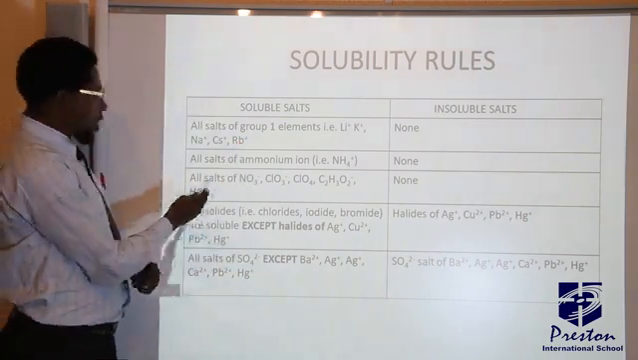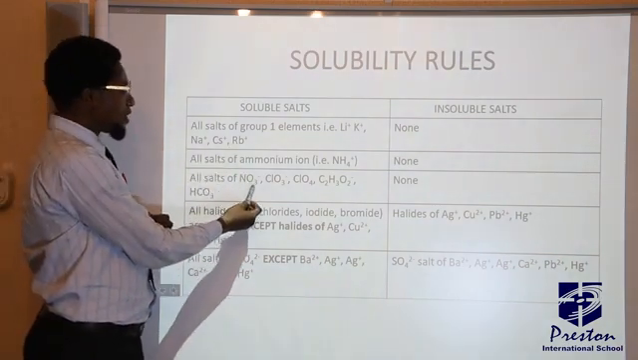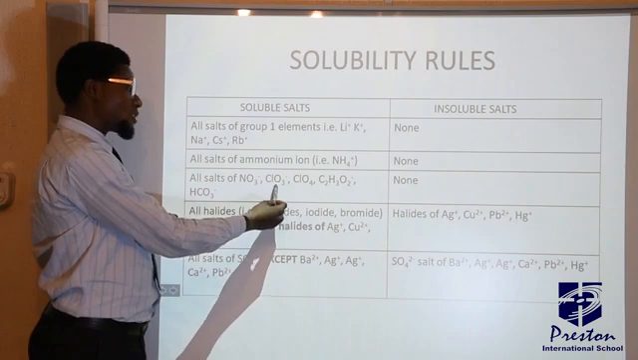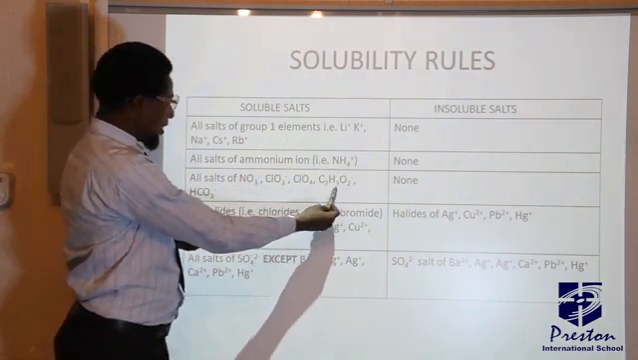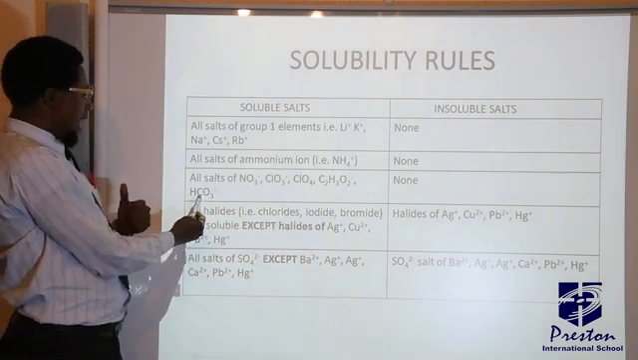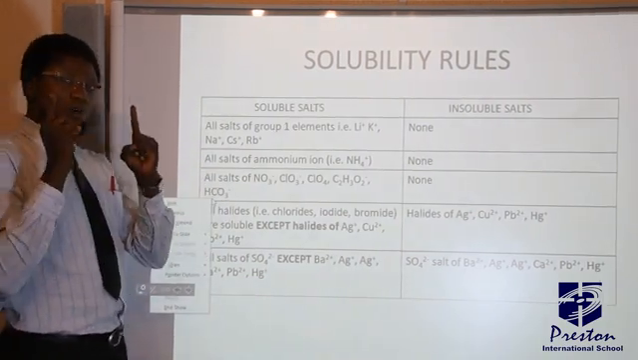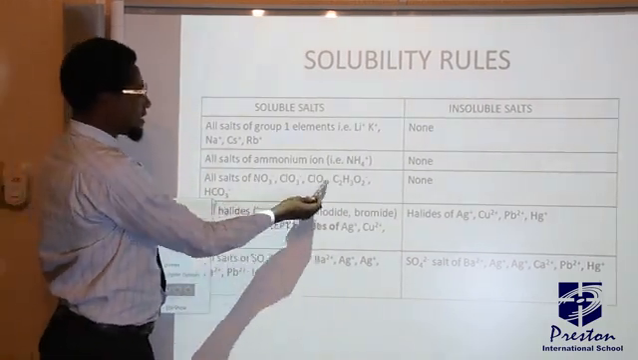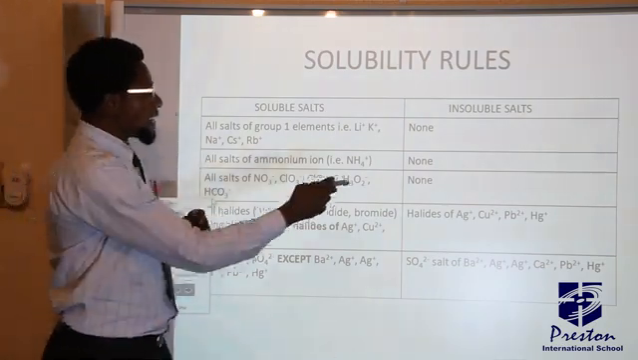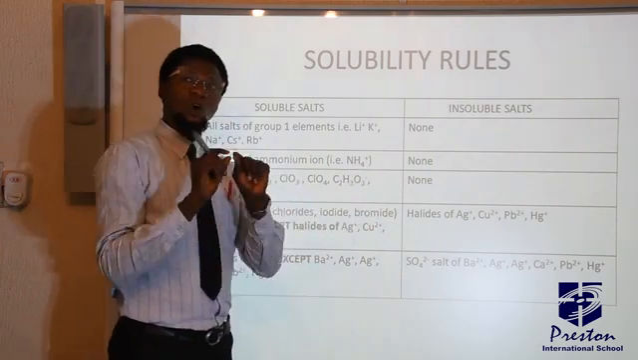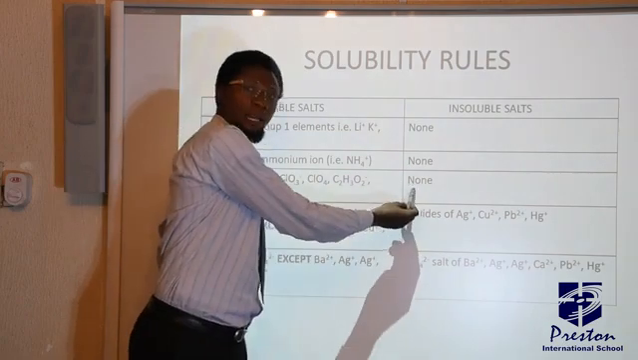Alright, let's look at the third rule. All salts of the nitrate ion, chlorate(V) ion, chlorate(VII) ion, we have the acetate, and we also have hydrogen carbonate ion. Any compound or any salt that contains any of these is said to be what? Soluble in water. While in the case of the insoluble, there is no salt containing any of these that is said to be insoluble in water.